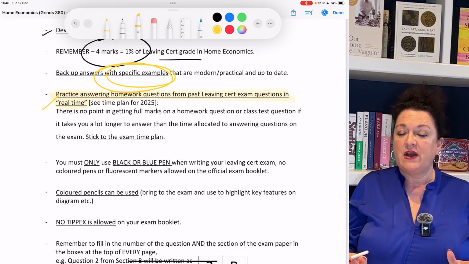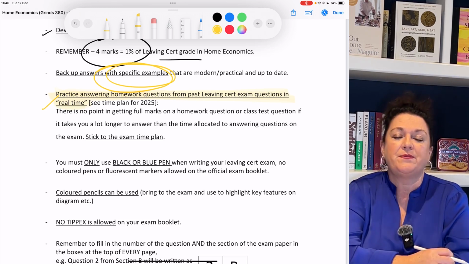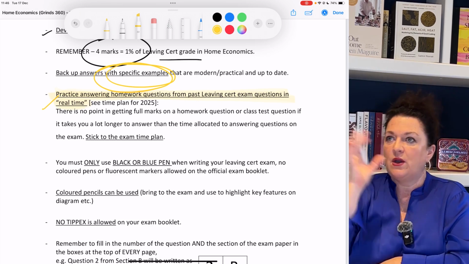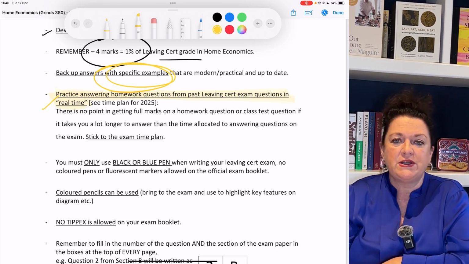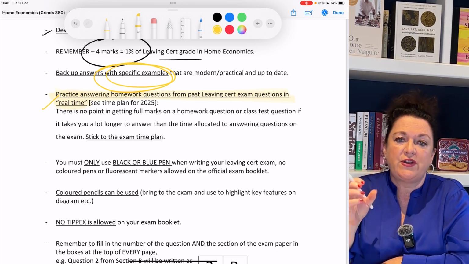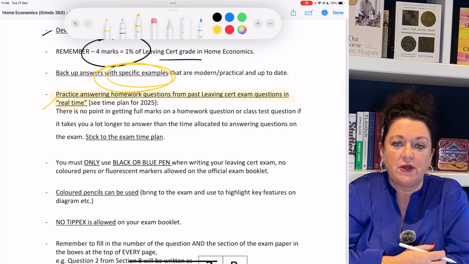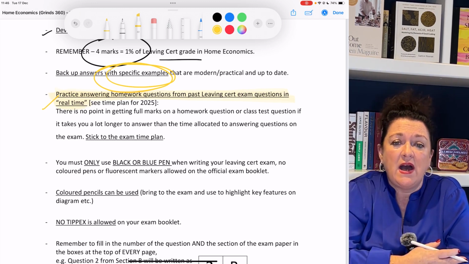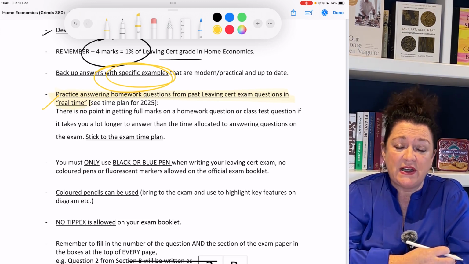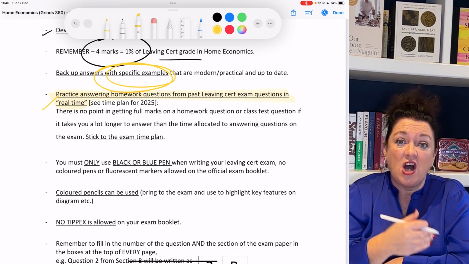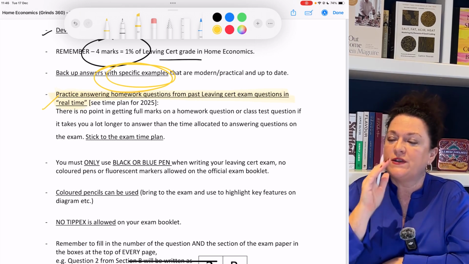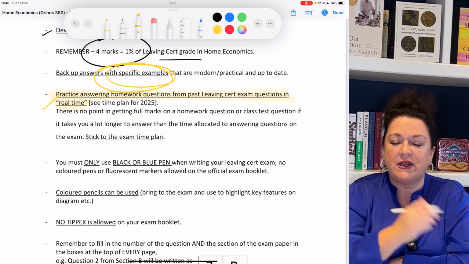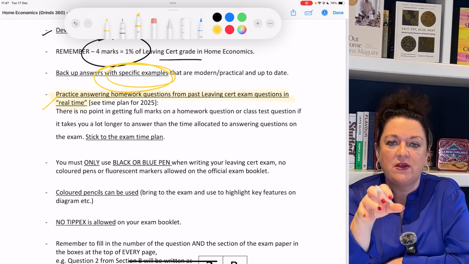So there's no point in having the shock on the day when you go into the exam and say, oh, I know that really well, and you're writing. And instead of sticking to your 22, 23 minutes for your 50-mark question, you end up spending 40 minutes. It throws everything out, and you could potentially come out of your exam not having completed it. There's absolutely, I don't care what anyone says, there's no excuse for that.